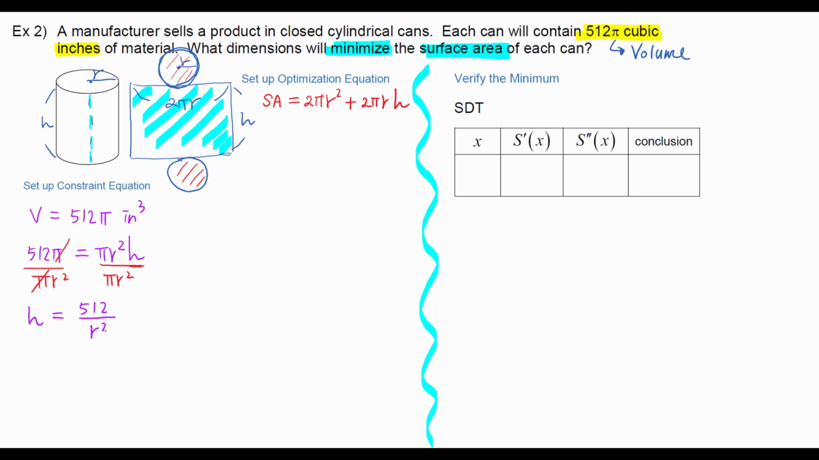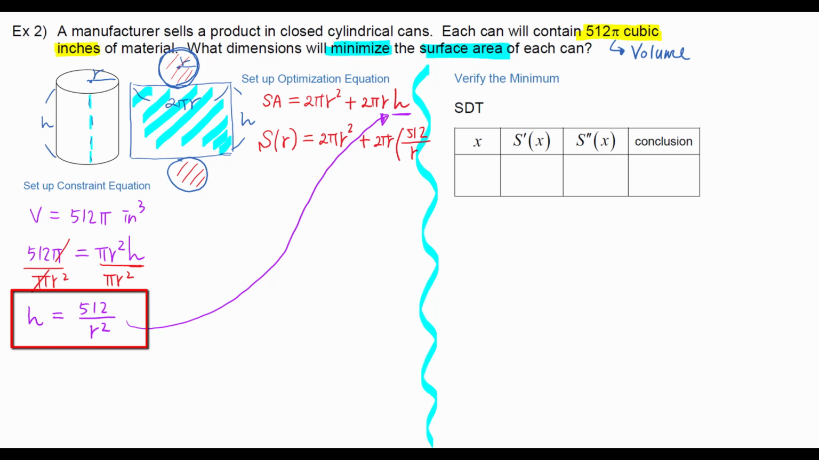h is going to be equal to 512 over r squared. And of course, you are going to substitute for h in your optimization equation so that you only have a single variable. So now you're going to plug in right here for h. Now we're going to get the surface area. Let's use the single letter S, and you're only going to have one variable r now. So this can be a function of r. That will be 2 pi r squared plus 2 pi r, and my h is 512 over r squared.